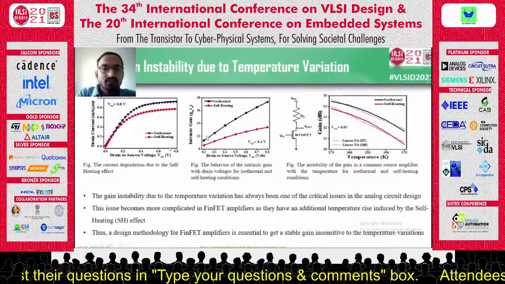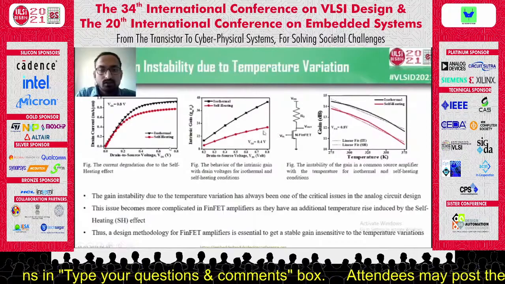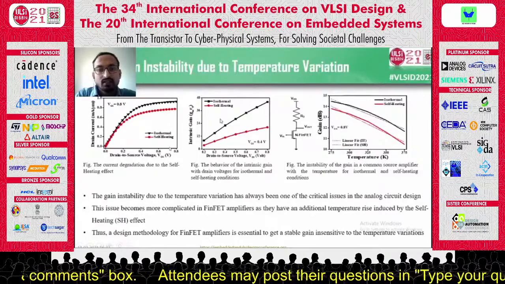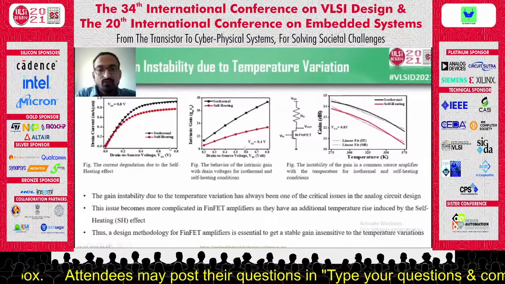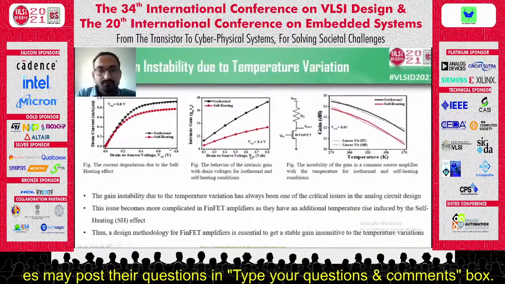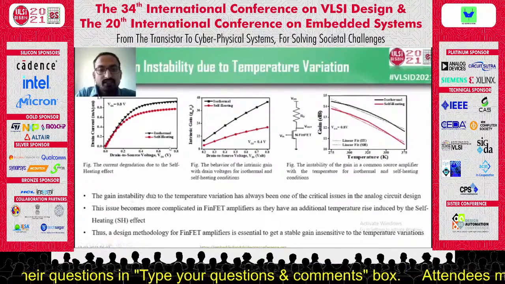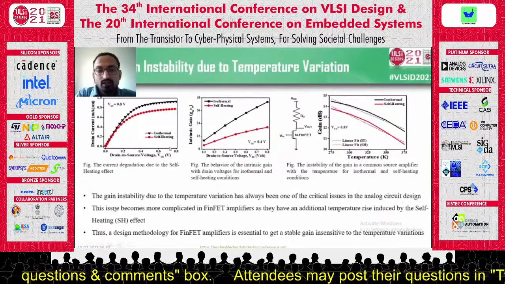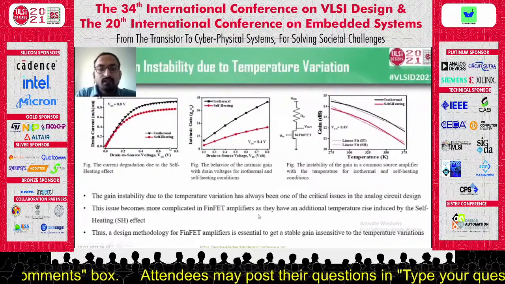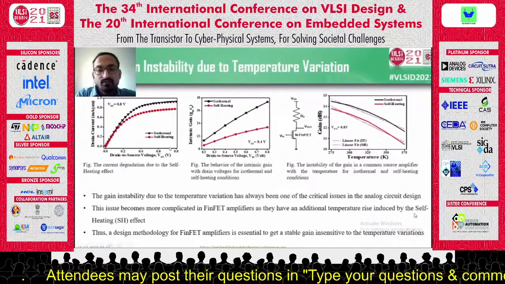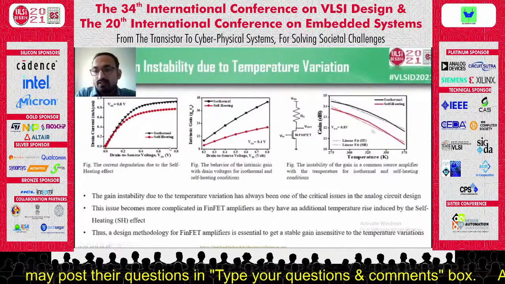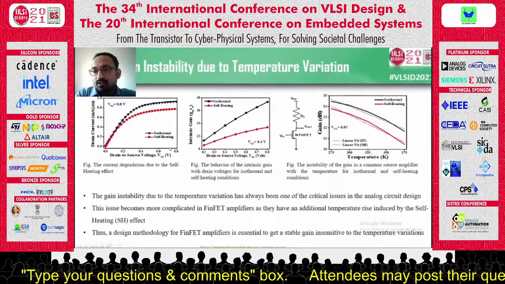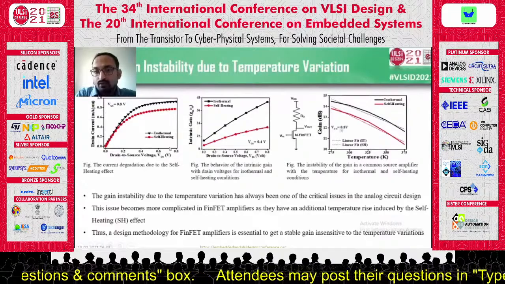Here we have shown the intrinsic gain at both the conditions. Since the self-heating degrades the drive current and the transconductance, the intrinsic gain also reduces with the self-heating effect. Since the gain instability due to the temperature variation has always been one of the critical issues in analog circuit design, this issue becomes more complicated in FinFET amplifiers as they have an additional temperature rise induced by the self-heating effect. Here we can see that there is a large error in the gain with the increase in the temperature.